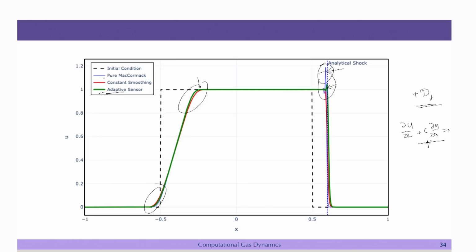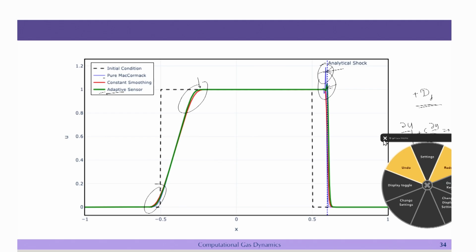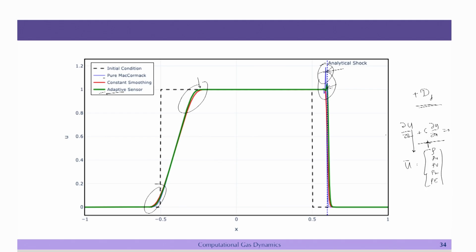To go from here to solve realistic problems in fluid dynamics, this u will become a vector now. So, now you will have basically rho, rho u, rho v, rho w and rho e. The form remains the same. You will have a non-linear term, a diffusion term which comes because of the viscosity or the Reynolds number, and then you will also have something called the pressure gradient term, right.